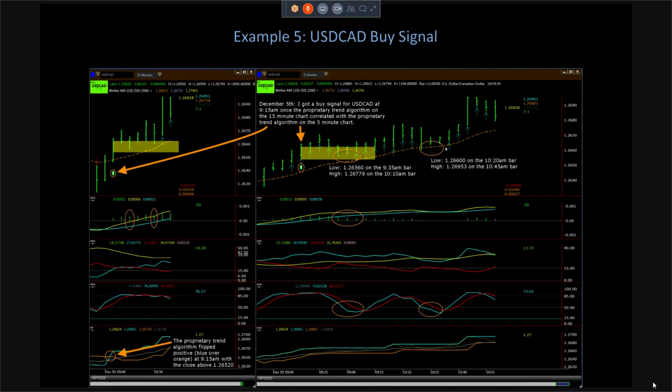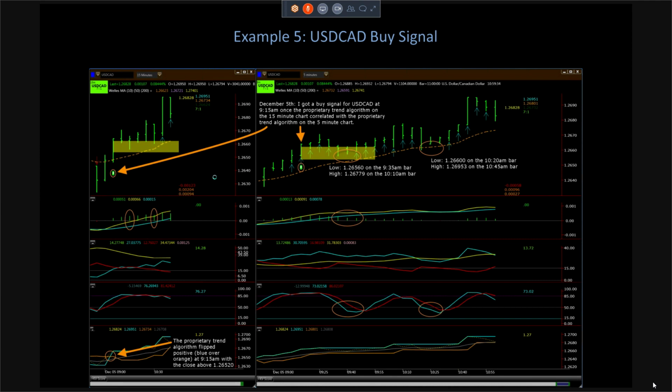Then it pulled in again, and then you can see what it did. It ran about 47 pips. Normally, you should make anywhere between 50 to 100 pips during the U.S. session if you're trading using the software that I created.